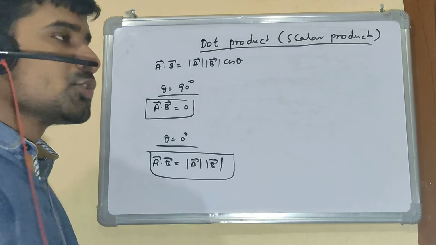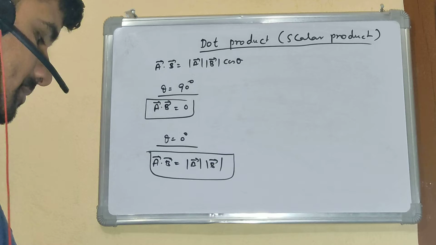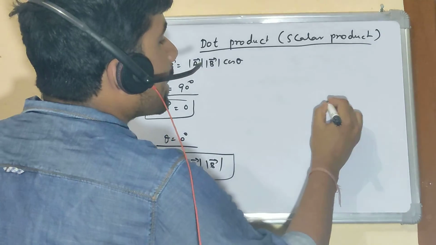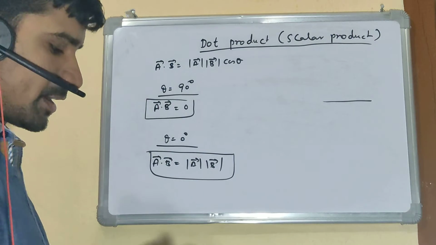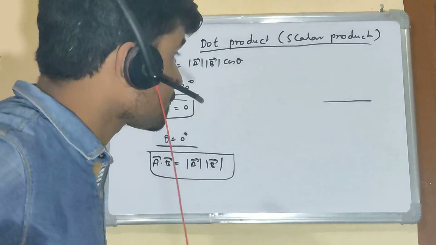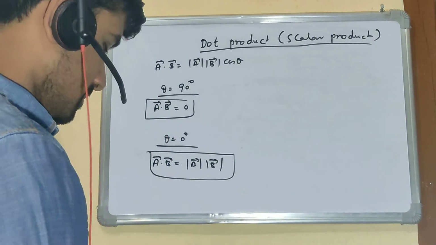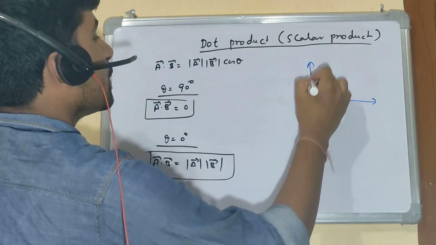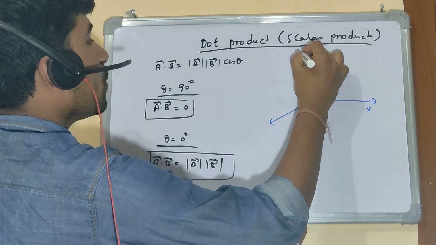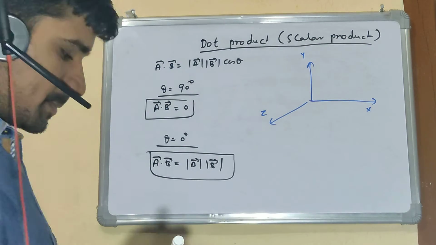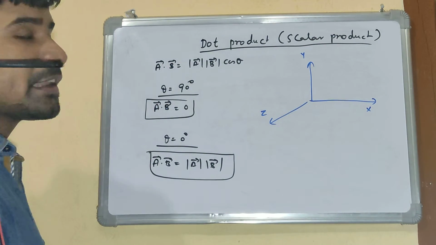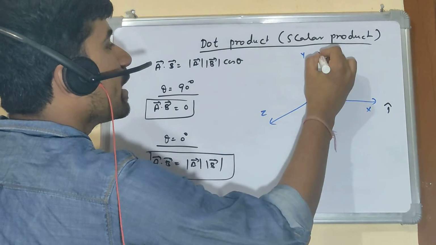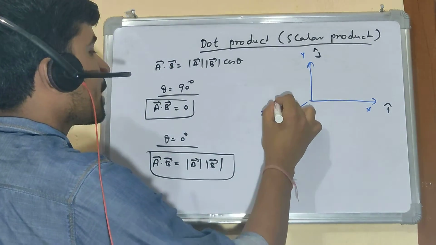Okay, let's talk about unit vectors now. Unit vectors. So let's say we have a Cartesian plane, with X, Y, and Z, right? So the unit vector along the x direction will be what? The unit vector along x direction is i cap. Along y it is j cap. Along z it is k cap, right?